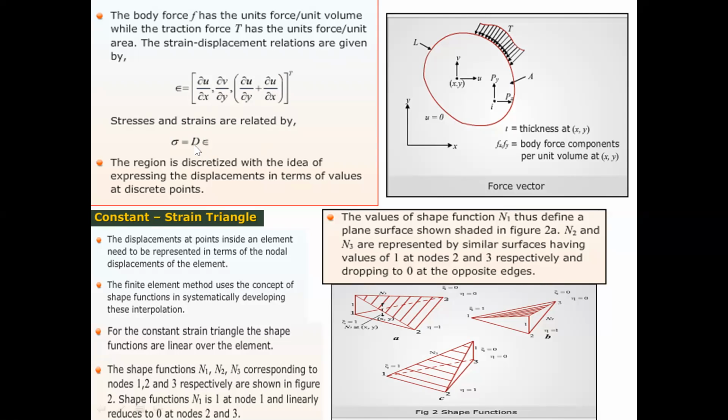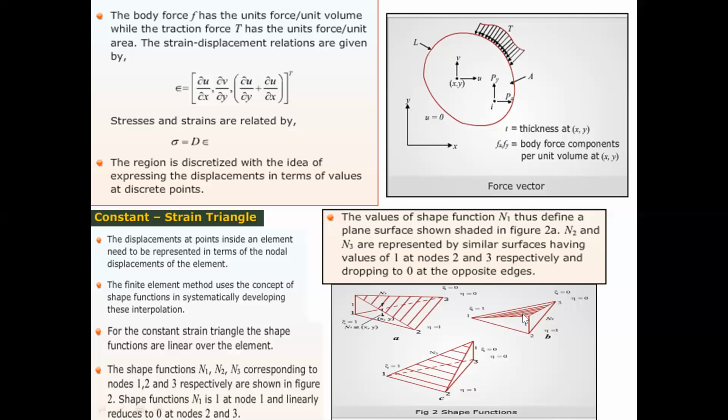This material matrix for plane stress we have derived in the previous class. Any domain can be divided into small such 2D elements. When we saw the constant strain triangle in the previous class, you could see how the shape functions vary. N1 is 1 at node 1, 0 on the edge 2, 3.